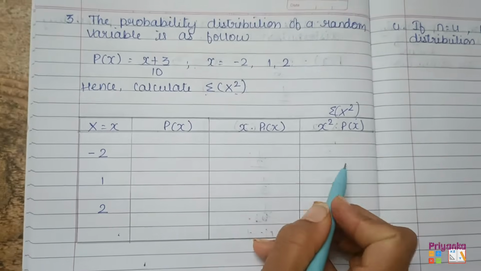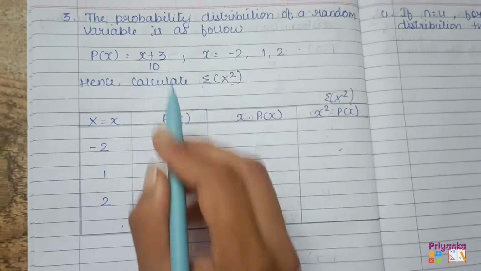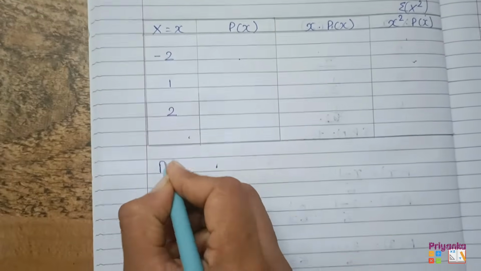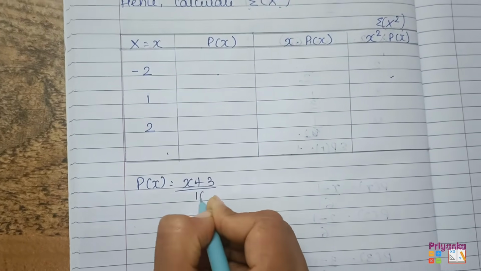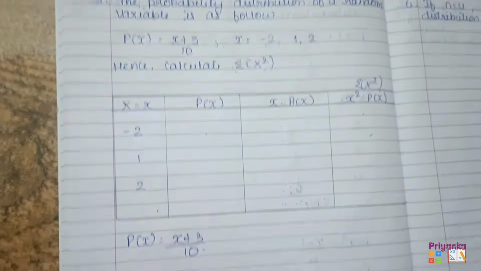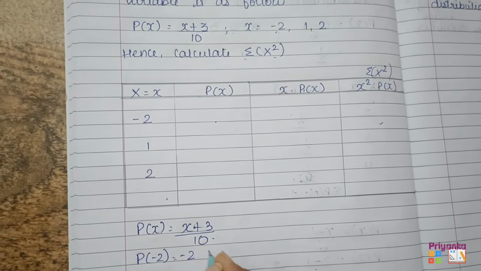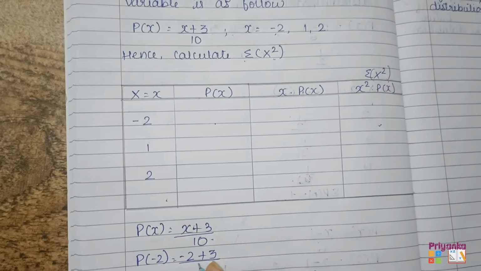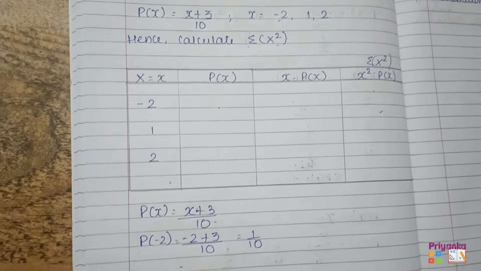Okay, and for this first of all we need P of x. तो P of x का इक्वेशन तो रेडी है, हम यहाँ से ही सॉल्व कर लेते हैं. That P of x is equal to x plus 3 upon 10. Now we'll keep the value of x as -2. तो -2 plus 3 upon 10. If you calculate it, it is 1 upon 10.